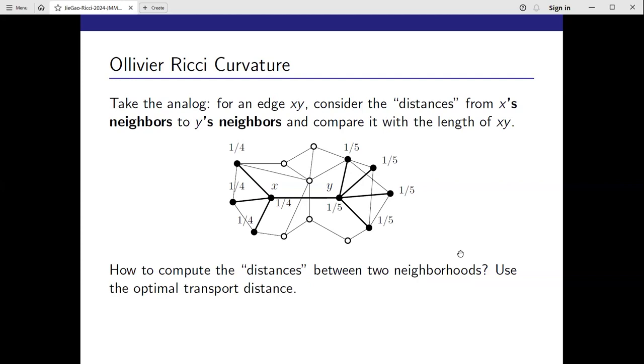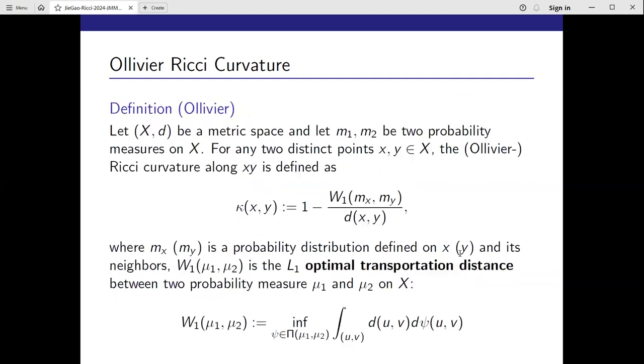Now, different from the continuous setting, where we have a nice correspondence of these tangent vectors, here we don't. So how to compute average distance? One idea is to use optimal transport. To give the formal definition, here is the formula. We have a metric space, and two probability distributions defined on x and y. We look at the optimal transport distance of moving from the probability measure around x to the probability measure around y. This is the optimal transport distance, also called Wasserstein distance, W1. We divide by the distance from x to y and use 1 minus this ratio to be the curvature of this edge xy.